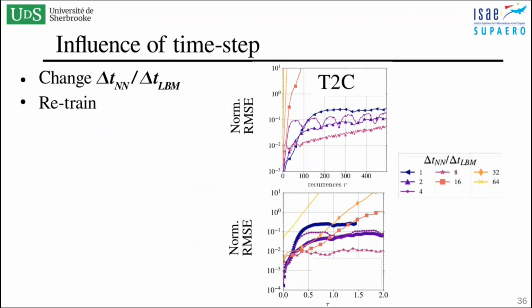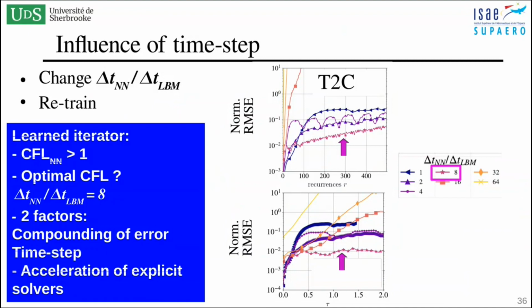Finally, going into the influence of the time step, we have now changed the ratio of the neural network time step, delta t, versus the initial time step of the database, the LBM. For each case, we have to retrain our whole neural network. We see here both the evolution of error versus the number of recurrences, the number of iterations, and also versus the physical time. We see that the ideal ratio we found, the one with the minimum error evolution, is a ratio equal to 8.